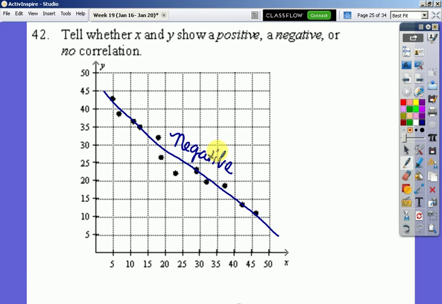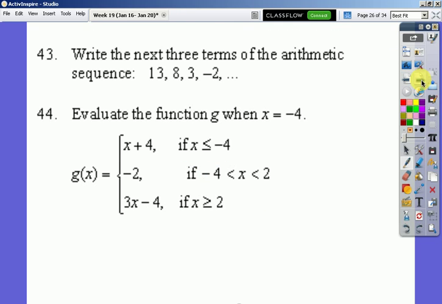It's really just a matter of identifying or describing your slope. And the slope is negative. Okay. Any questions so far? Give those two a try before we go over them.